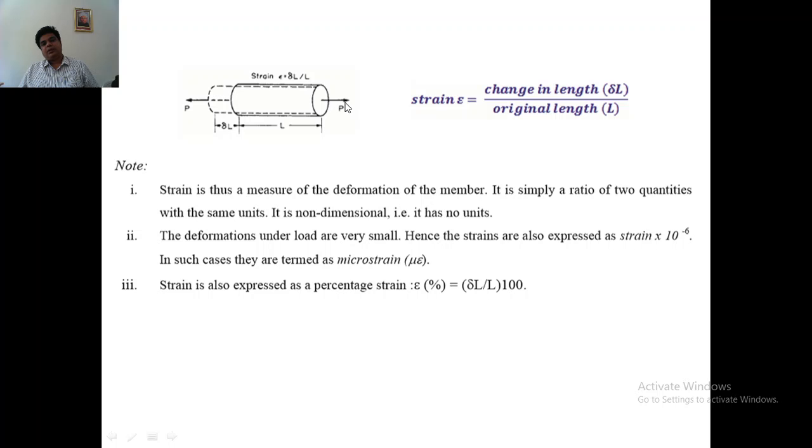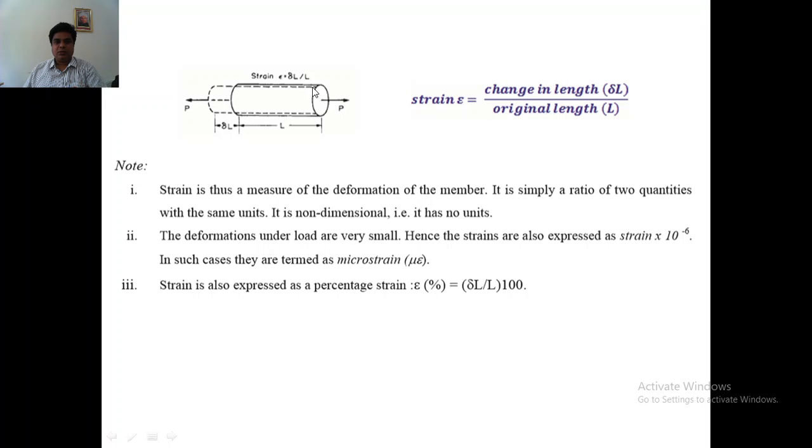Once you apply the load, the load applied can be of any magnitude: 10 Newton, 20 Newton, 30 Newton, 40 Newton, like that. Once you apply the load, depending on the amount of load, the circular rod will extend. The shape and size of the rod after extending is shown with the dashed line here. This is the original shape and size of the circular rod or bar before applying the load.